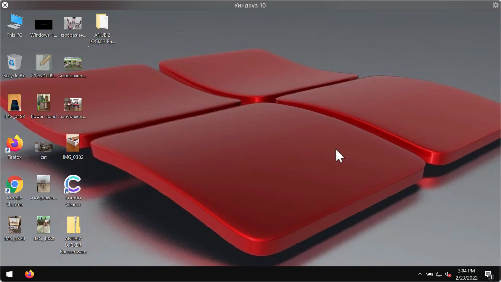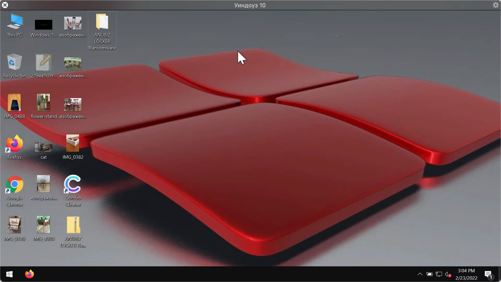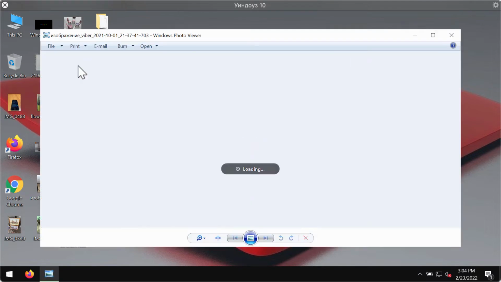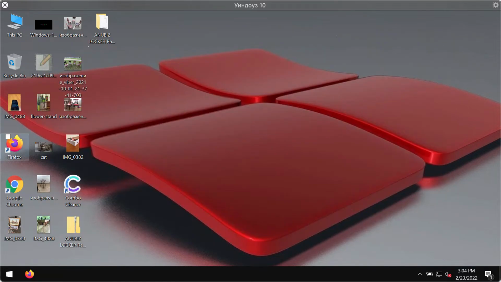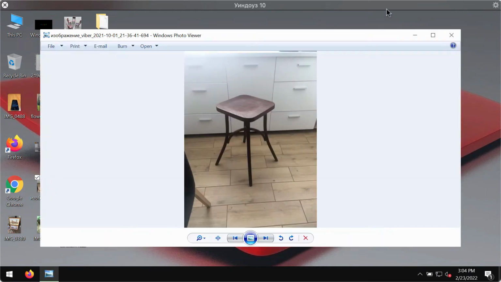My video guide will provide you with instructions that will help you to remove the new ransomware called Anubiz Locker. Anubiz Locker is a ransomware-type threat that keeps attacking many computers all over the world today. The ransomware is capable of encrypting the files that customers store on their hard drives.